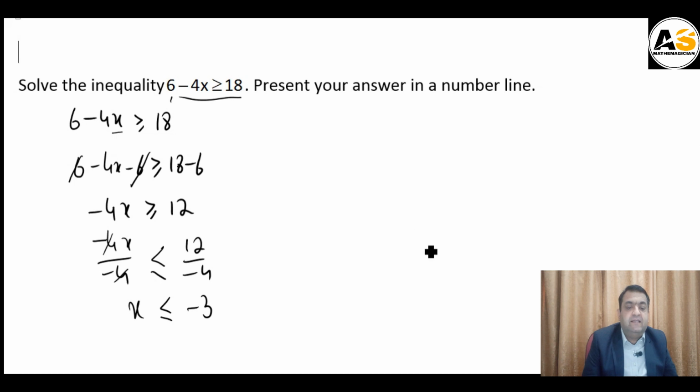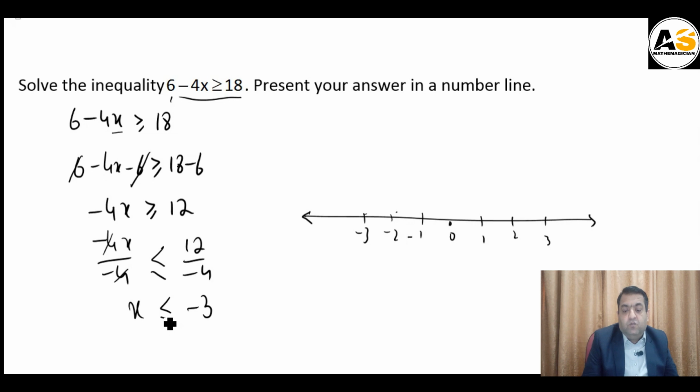Now we have to present this solution on the number line. This is the number line. Let me have a rough sketch. This is 0, this is 1, minus 1, this is minus 2, this is minus 3, plus 1, plus 2, plus 3. This number line looks like this. So what we have to do is this: there is an equality sign? Yes. So on minus 3, there will be a dot instead of a hole. And we have to highlight all those values which are less than minus 3. Less than minus 3 means we will move towards the left. So this is the solution to this question.